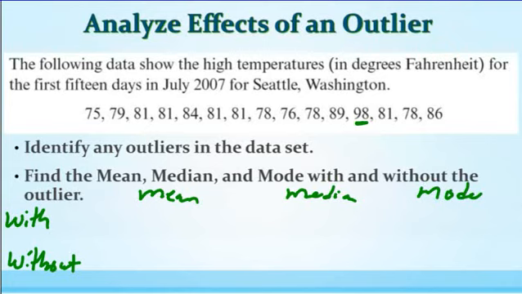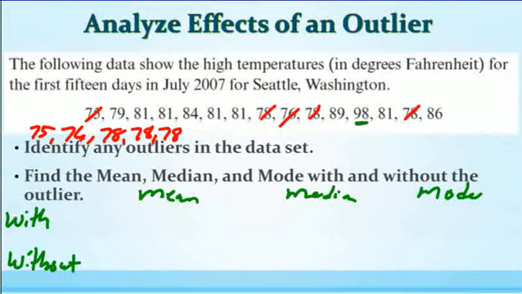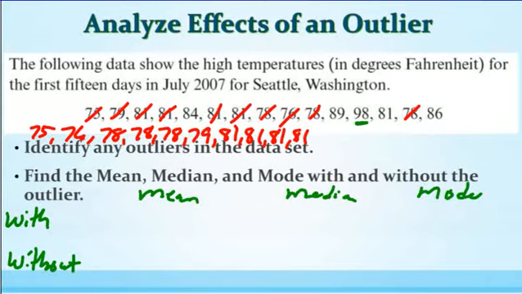So first off, let's put these numbers in order from smallest to largest. So our smallest number would be 75, then we have 76, then we have 78, we have another 78, we have another 78, we have a 79, we have a 81, another 81, another 81, another 81, and another 81. We have an 84.